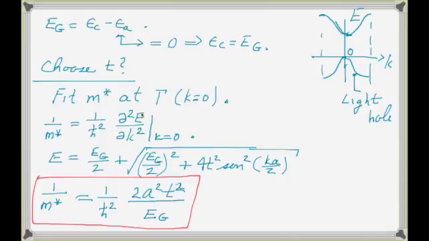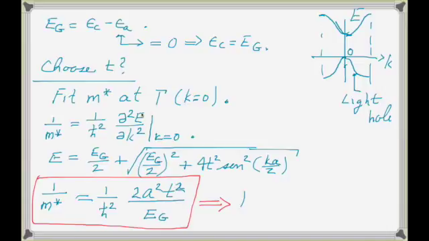And I know the band gap, and I know the lattice constant. And so therefore I choose my t to get the mass that I want. All right, so this gives me my t. So what have I got now?